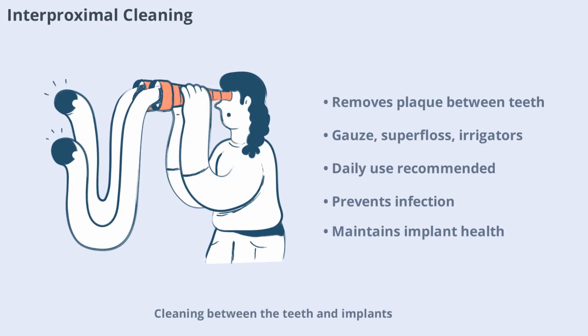Cleaning between the teeth and implants, known as interproximal cleaning, is crucial for removing plaque and preventing peri-implantitis. Tools like gauze, superfloss, and oral irrigators are effective for reaching areas that toothbrushes may miss. Incorporating these aids into daily oral hygiene routines can significantly reduce the risk of infection and maintain implant health.